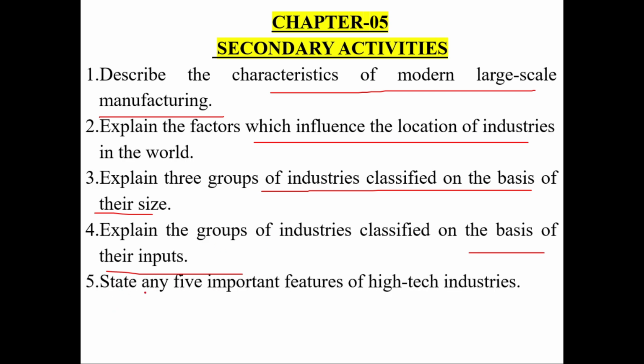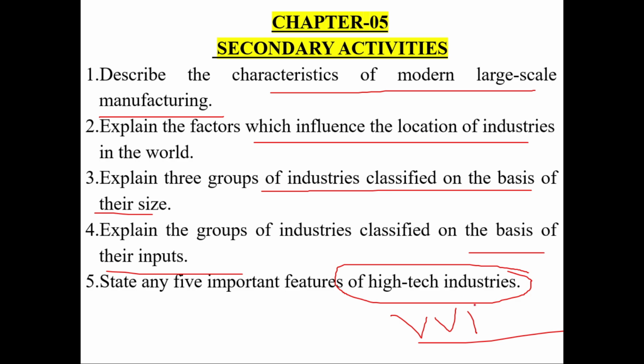The last one: state the 5 important characteristics of high-tech industry. This is a very important question. You should follow it. For high-tech industry, just remember one thing: high technology, modern technology, skill technology, robotics, the assembly line, research and development, computer based. So these are the key terms related to high-tech industry. This question is very important, you should follow it.